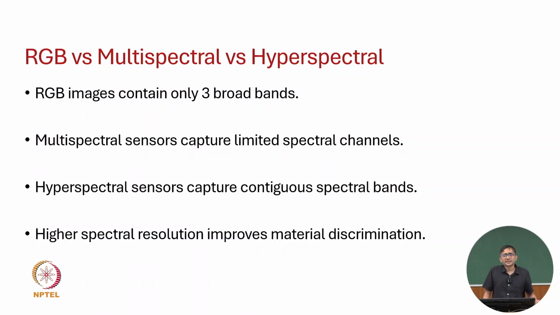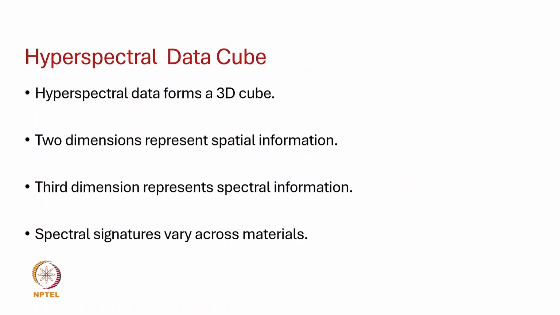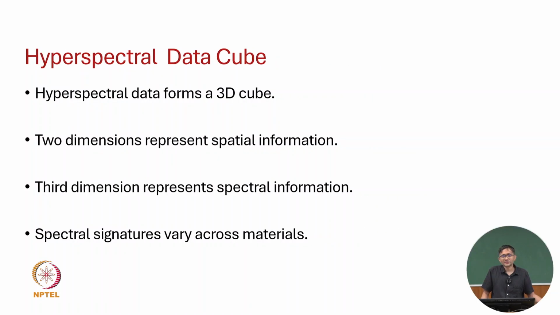To understand the differences between RGB, multispectral and hyperspectral: RGB images contain only 3 broad bands. Multispectral sensors capture limited spectral channels. Hyperspectral sensors capture contiguous spectral bands. And higher spectral resolution thus helps us have better material discrimination. So in a way, hyperspectral data is a 3D cube, with 2 dimensions representing the spatial information and the 3rd dimension representing the spectral information.